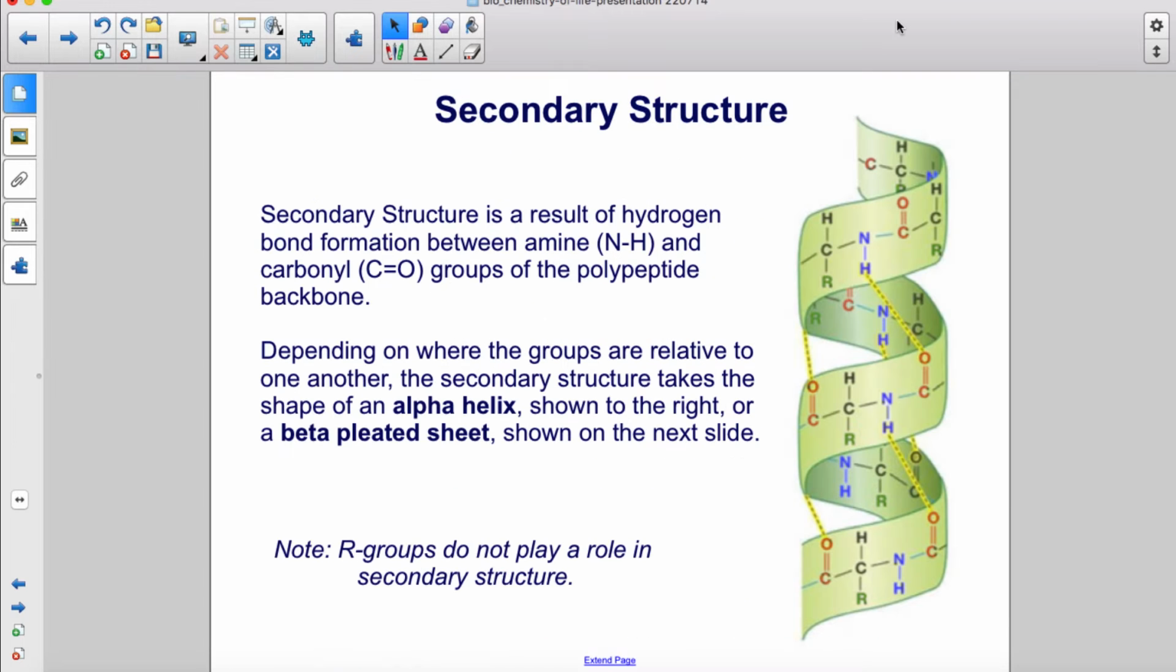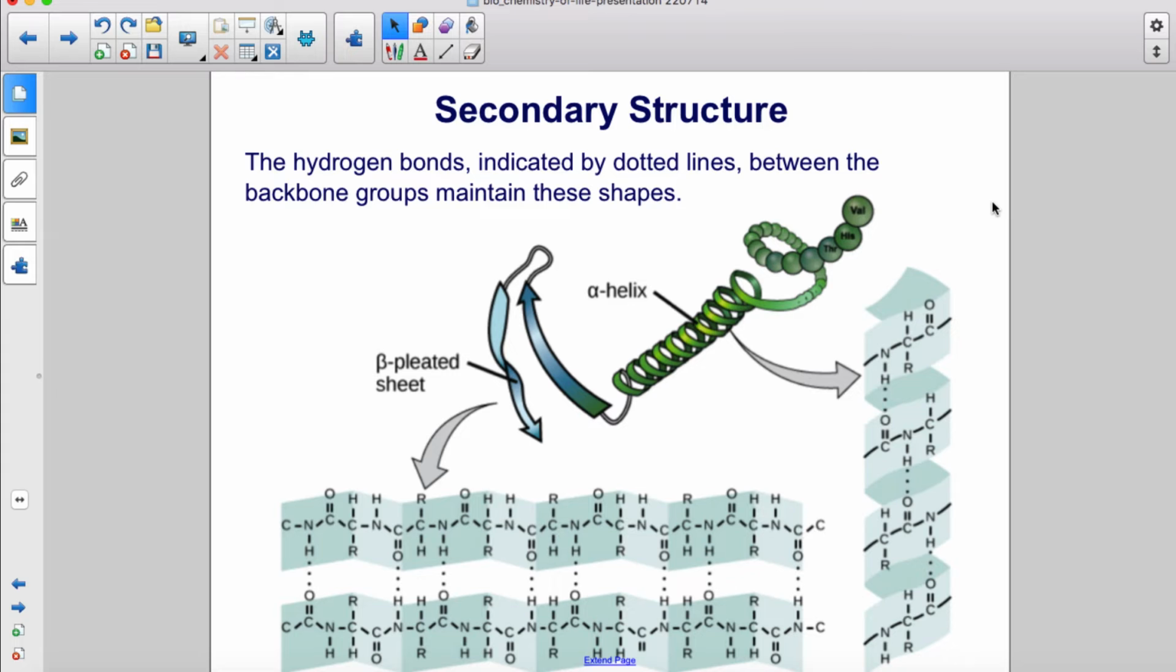Secondary structure is the result of hydrogen bond formation between amine and carbonyl groups of the polypeptide backbone. Depending on where the groups are relative to one another, the secondary structure takes the shape of an alpha helix, shown to the right, or a beta pleated sheet, shown on the next slide. Note, R groups do not play a role in secondary structure. The hydrogen bonds, indicated by dotted lines, between the backbone groups maintain these shapes.